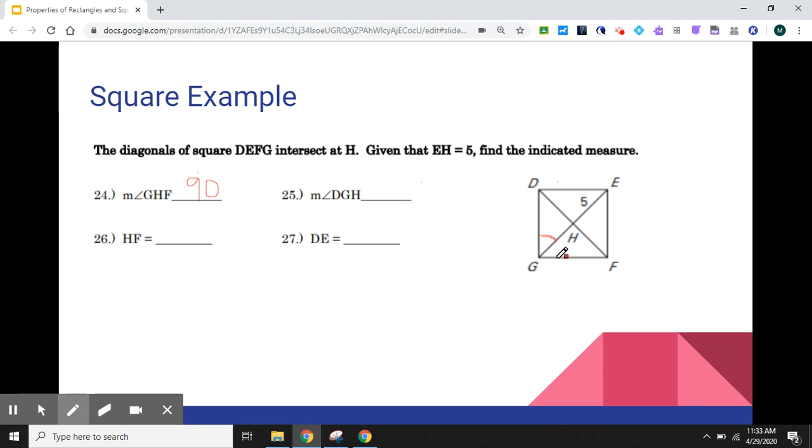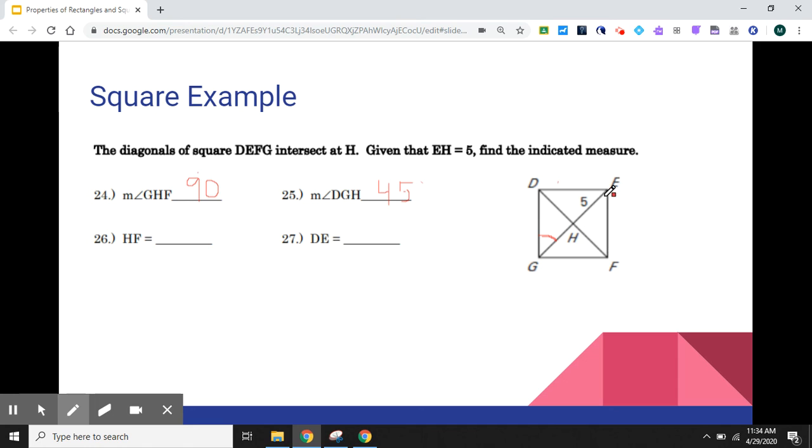We know that this whole angle is 90 degrees because it's a square, and these diagonals bisect the angles, so half of 90 has to be 45.